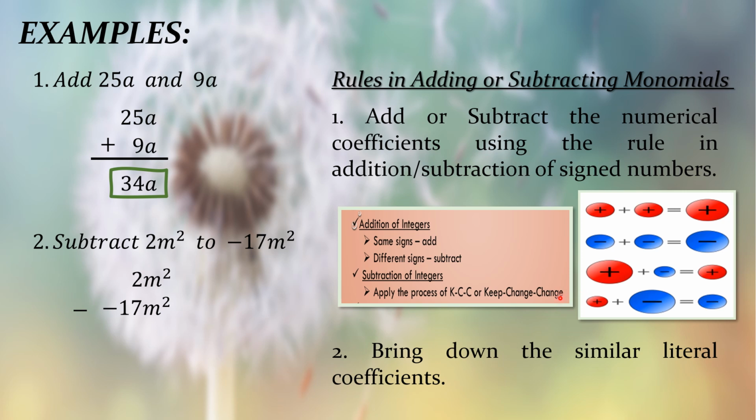And then, yung pangalawa namang salitang change ay para sa pangalawang term, so, that is negative 17m squared. Kapag sinabing change negative 17m squared, papalitan natin yung sign ng negative 17m squared. So, palitan natin ang minus ng plus, ganun din, ang negative sign ay magiging positive. And then, since napalitan ang minus ng plus, i-add na natin ang 2 sa positive 17. So, that is 19. And then, you will just bring down the similar literal coefficient, which is m, and then kokopyahin lang natin yung exponent. Therefore, the final answer is 19m squared.